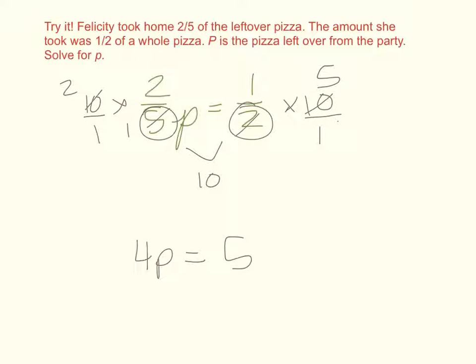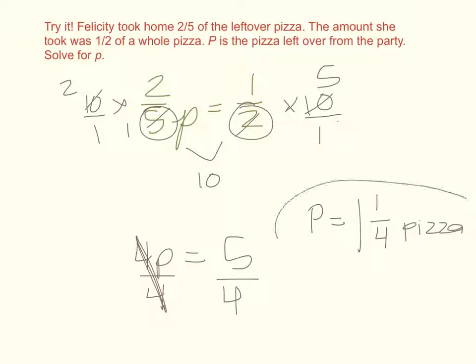Now I have 4P equals 5. I can solve that by dividing both sides by my coefficient. Do not try to divide them both by 5, okay, because that will not work out for you. When I divide, 5/4, I can do that, but I want to switch it back into a mixed number. 4 goes into 5 one whole time with 1 piece left over. What this means is that there was 1 1/4 pizza left over.